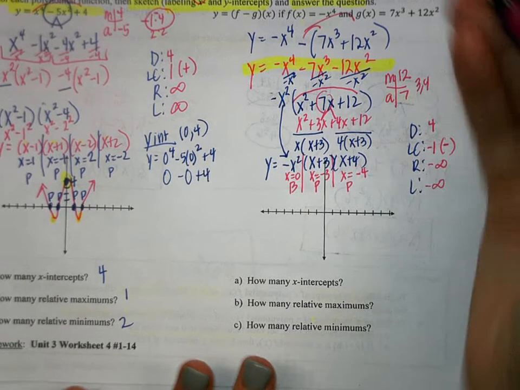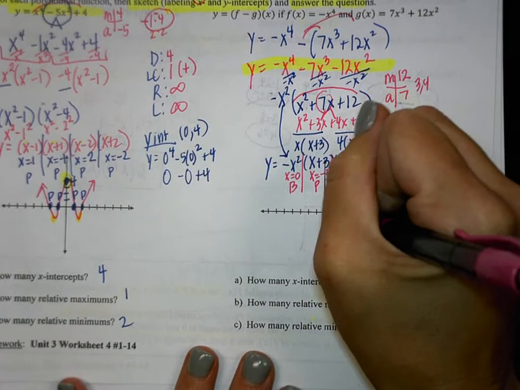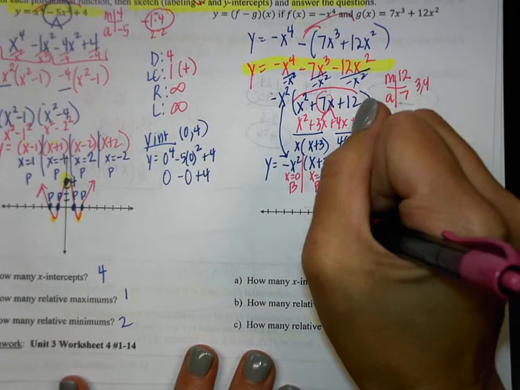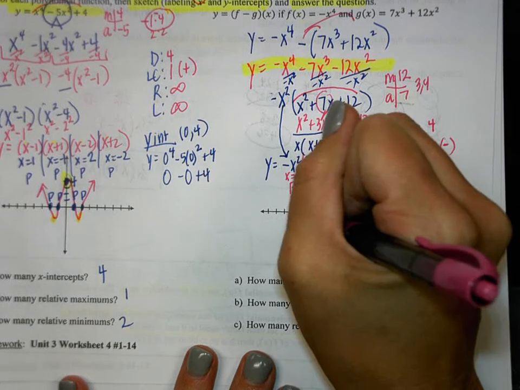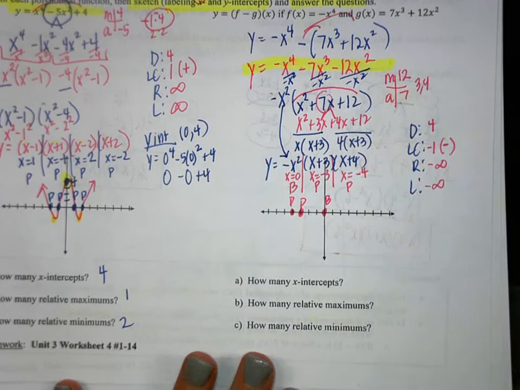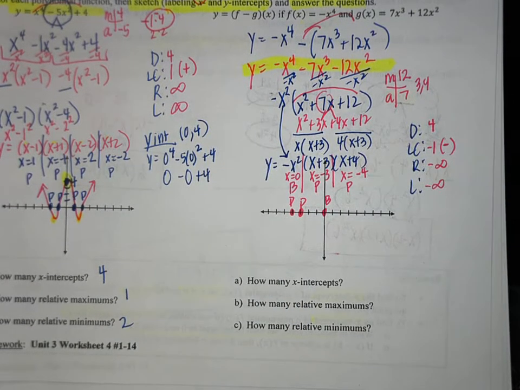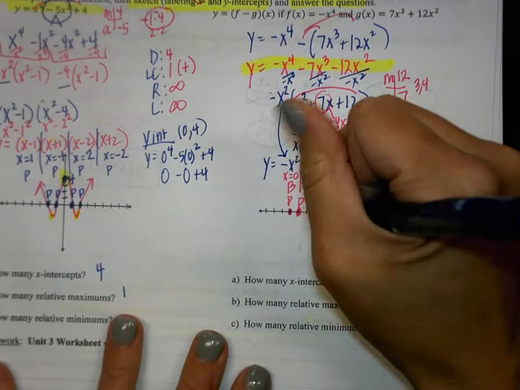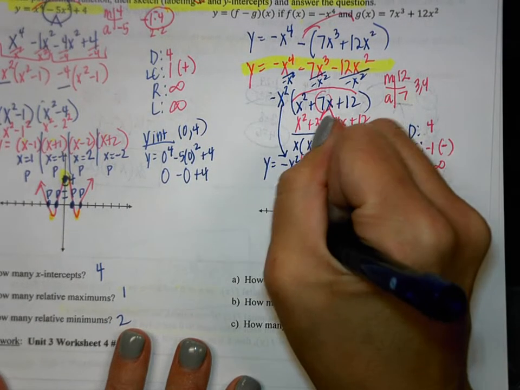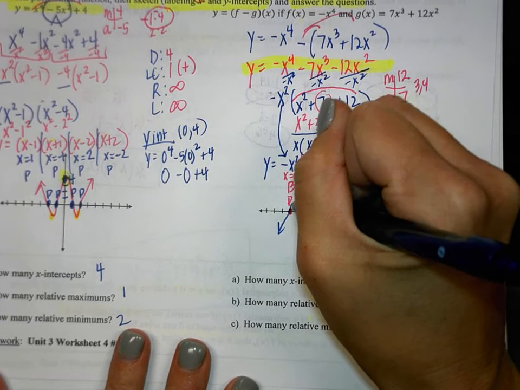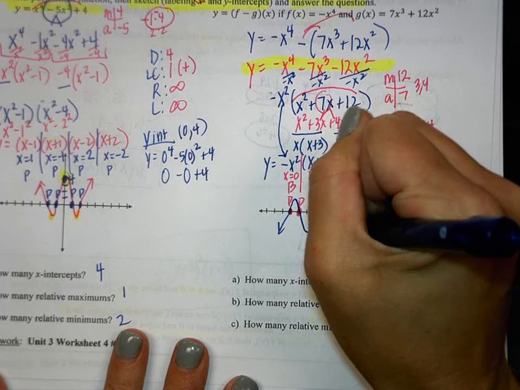Let's go ahead and plot these points on here. So we have a point at 0 and it bounces. Negative 3 and it passes, and negative 4 and it passes. Do I need to find a y-intercept? Nope, because we already have it. Correct? The right side is going to negative infinity. The left side is going to negative infinity. This passes through, turns around, passes through, turns around, and it does end up bouncing.